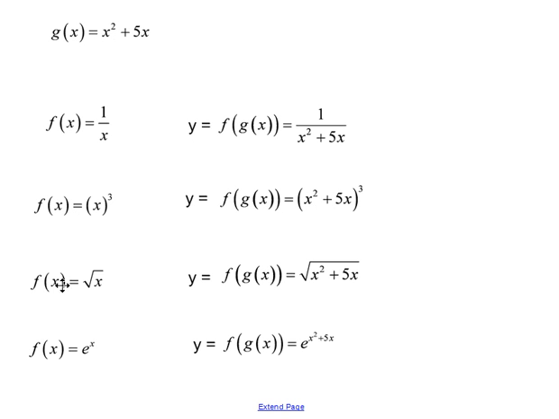And if f of x is the square root of x, then f of g of x is the square root of x squared plus 5x. So we put that right in there. And if we have f of x equals e to the x, then composite would say the exponent is now quadratic in nature. So it's e to the x squared plus 5x. So in any situation where you see a composite function, that is one function that's made from inputting another function inside of it, is essentially going to be a candidate for the chain rule when we're doing calculus.